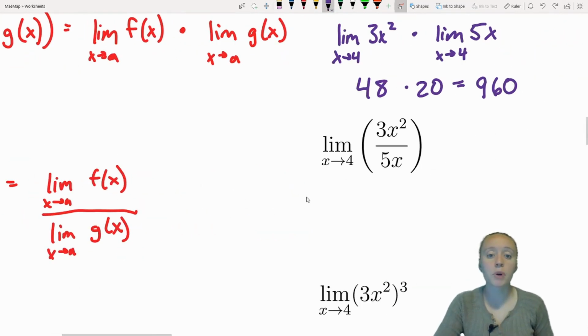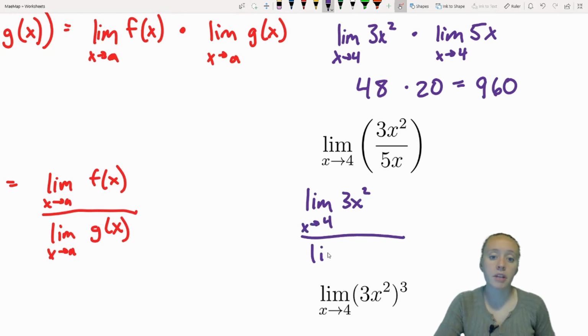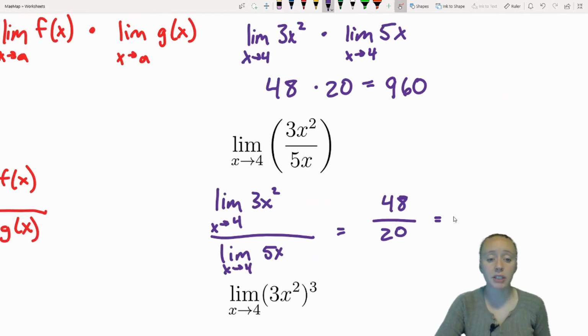So splitting this up, we'll take the limit of 3x squared as x approaches 4 and divide that by the limit of 5x as x approaches 4. And you'll see we already know that the numerator, that limit was 48 over my denominator, which was 20. 48 divided by 20 can indeed be simplified down because both are divisible by 4. That will be 12/5.